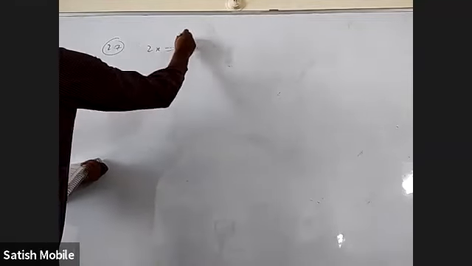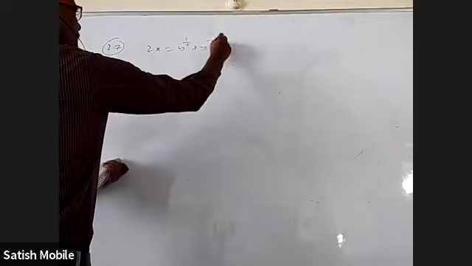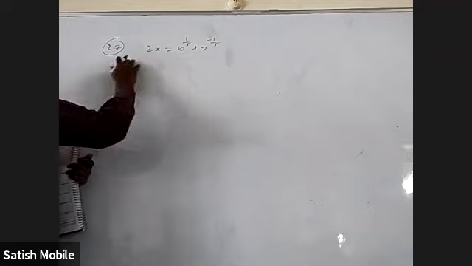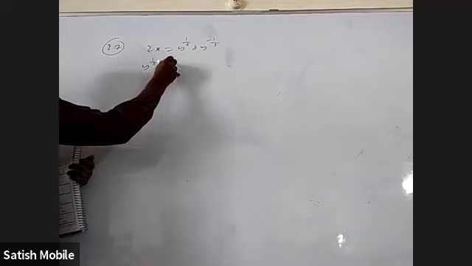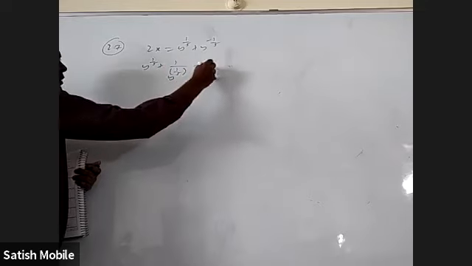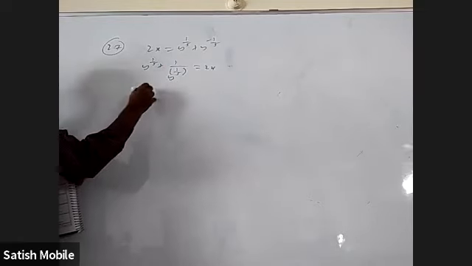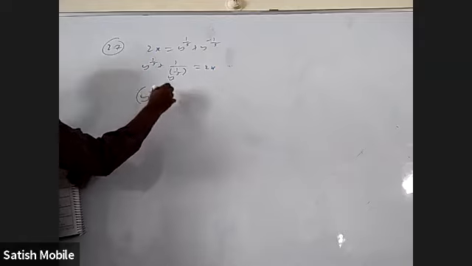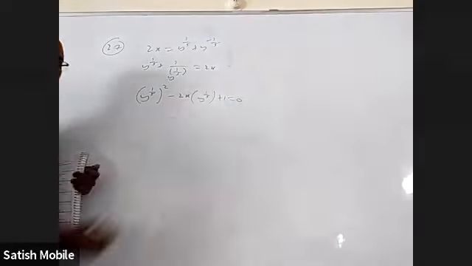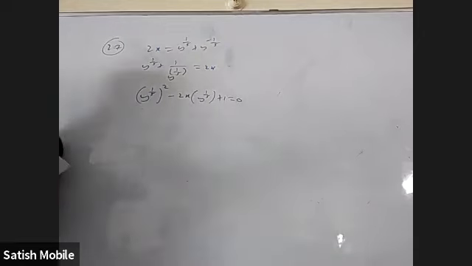2x is equal to y power 1 by 5 plus y power minus 1 by 5. This is a quadratic equation in terms of y power 1 by 5. You can write y power 1 by 5 plus 1 by y power 1 by 5 is equal to 2x. If I multiply with this, I'll get (y power 1 by 5) whole square minus 2x into y power 1 by 5 plus 1 equal to 0. This is a quadratic equation. Use minus b plus or minus root b square minus 4ac by 2a.